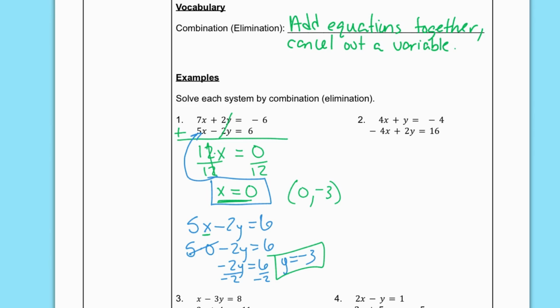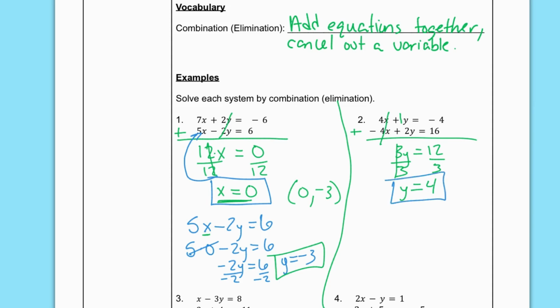We're going to do the same process for number 2. So I'm going to add these together. 4x plus negative 4x is 0, so that just cancels out. It's eliminated. Y, which is really a hidden 1 here, so 1y plus 2y is 3y. Drop the equal sign. Negative 4 plus 16 is positive 12. And then we finish solving the equation. Opposite of multiplying by 3 is to divide by 3. So our y value has to equal 12 divided by 3, which is 4. So we have our first part of our answer. We know that y equals 4.